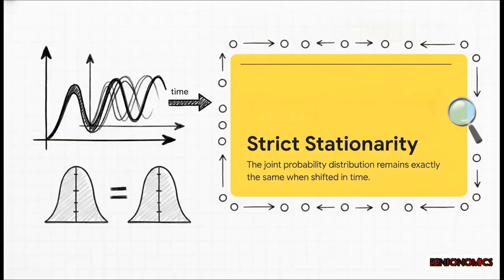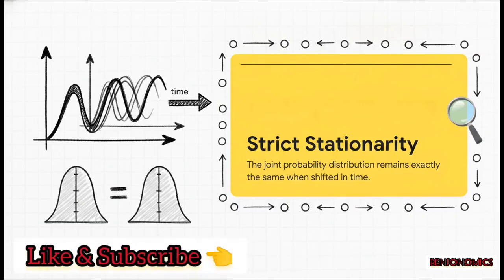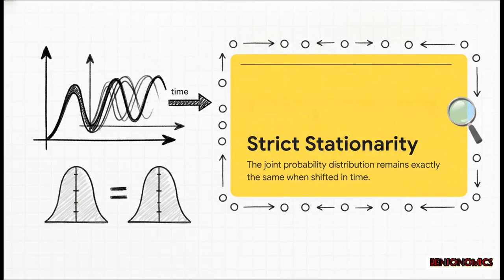Actually, scratch that. What we've been discussing so far is just weak stationarity, where only the mean and covariance need to be constant. But if you want to be a true data detective, there's also strict sense stationarity. This is a much tougher rule. It means the unconditional joint probability distribution of a process remains exactly the same, no matter how far you shift it in time. It is perfectly consistent across the whole timeline.